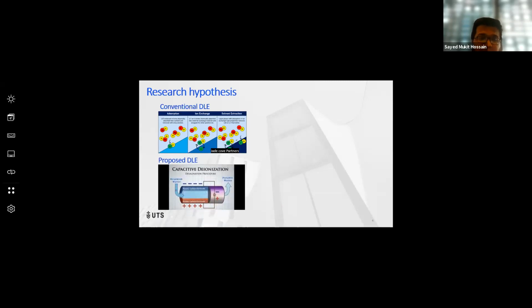However, our proposed DLE is an electroadsorption technique called capacitive deionization, which is an emerging desalination technique. As you all know, in this method, saline water passes between a pair of porous electrodes, usually carbon-based, while a working voltage is applied between the electrodes, and the salt ions in the flow migrate to the electrical double layers at the carbon-water interface, which performs the desalination.